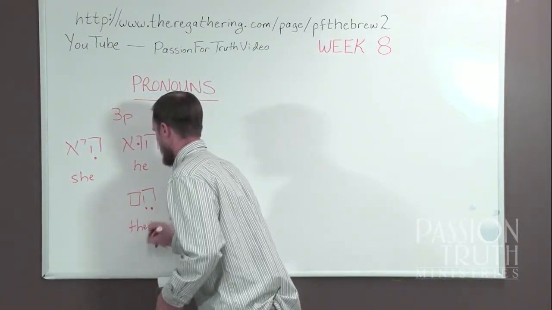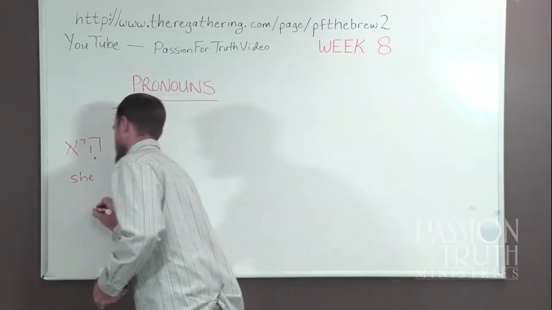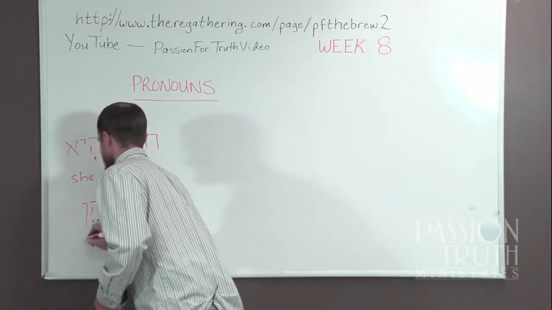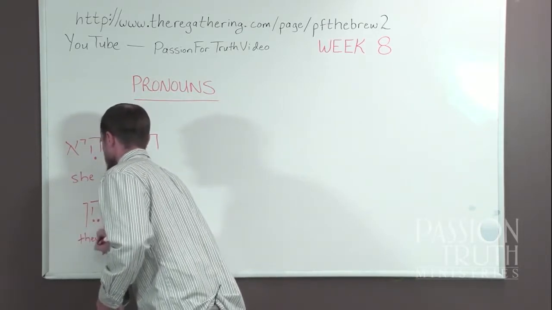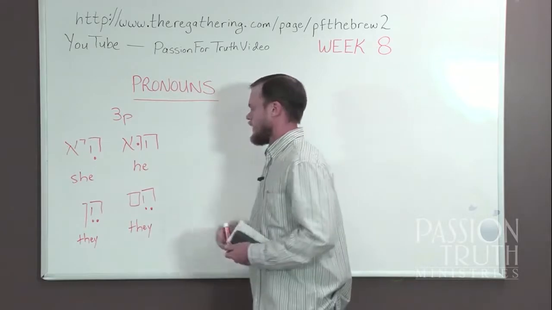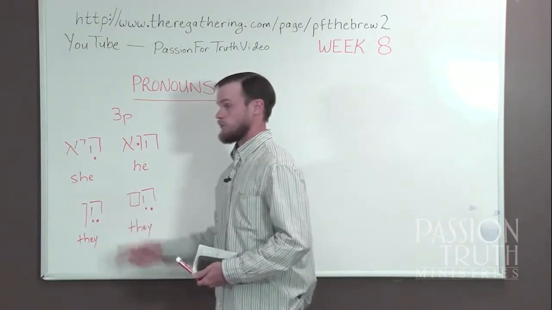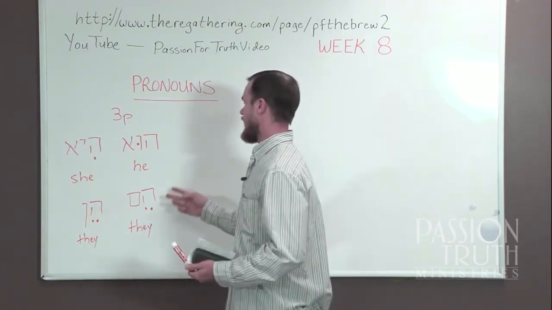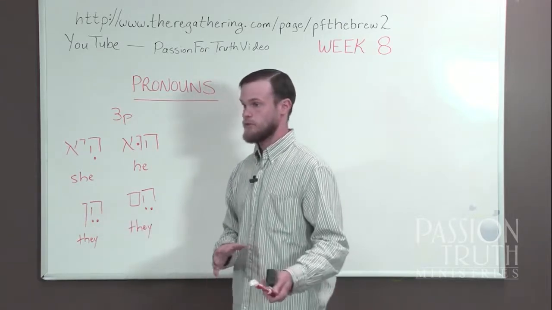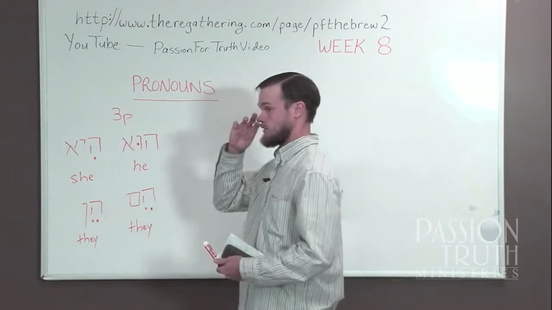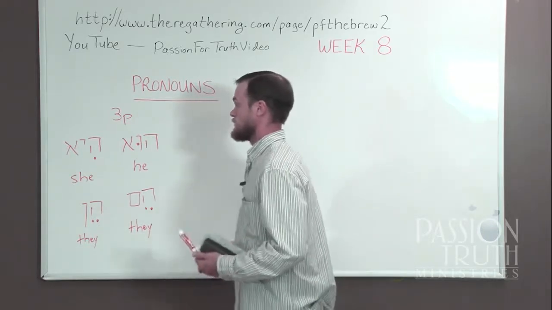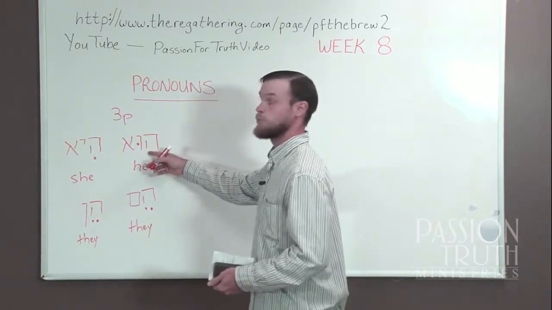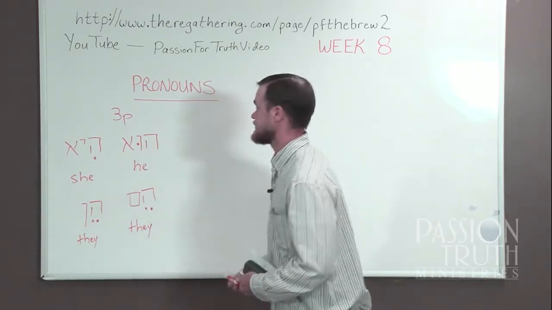Hem, they or them, masculine, and hen, they or them, feminine. If you use hen, you're referring to a group of exclusively feminine people or objects. Hem can be either all masculine or a mixed group. You always default to the masculine when you have a mixed group, or when you don't know the gender, you default to hu, the masculine as well.